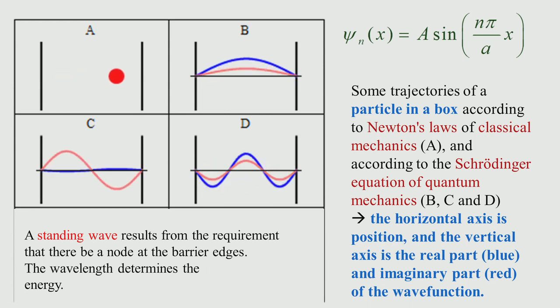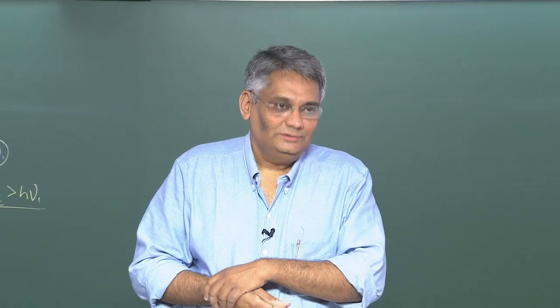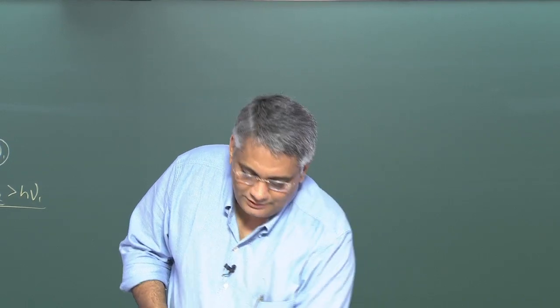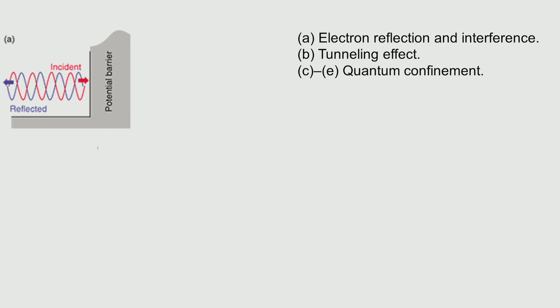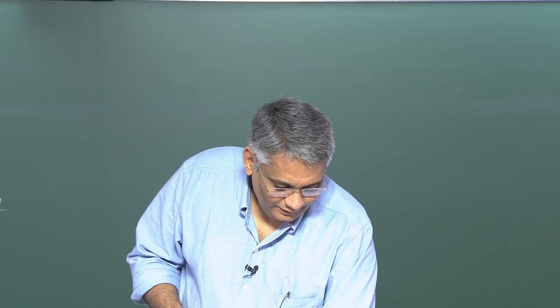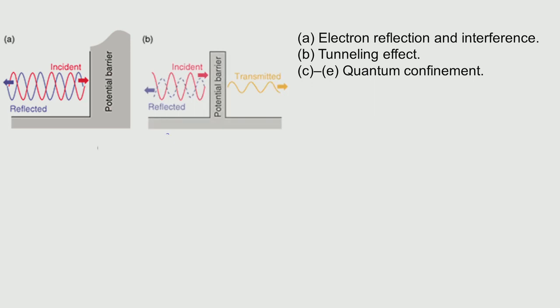Now you can also extend this to the three-dimensional case. Now you see, several events can happen when an electron is confined in a potential barrier. One is when the electron reaches the potential barrier, one edge of the potential well, it can reflect back. And the second one is it can be transmitted. So this transmission is nothing but the tunneling effect.